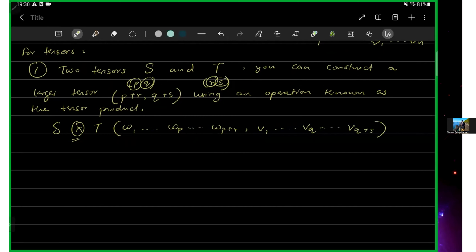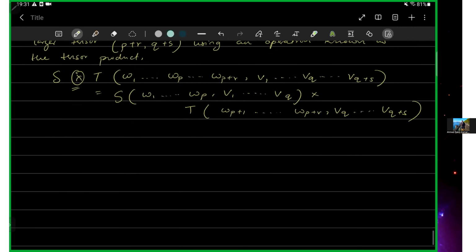Right? So this would just mean that I have a multiplication between S, which goes up to omega P, and V components going up to Q, times T going from P plus 1 to P plus R, so that overall the total indices that you have upstairs is P plus R, and V_Q up to V_(Q plus S). Okay, so this is your definition of the tensor product.